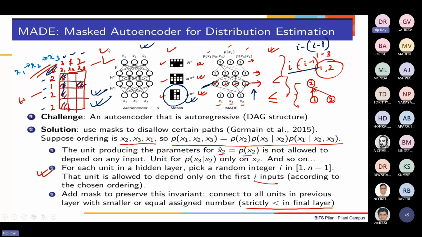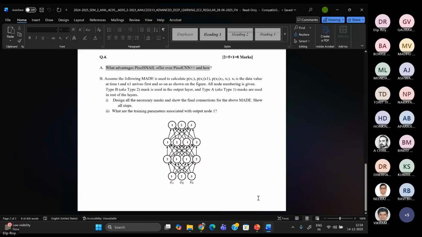And we explained in detail how the masking is done. This is the algorithm for masking. We said how each of the layers will be masked, and this is the question based on this. So design all the necessary masks. So you have to design the mask here. Okay. What are the training parameters associated with the output node?